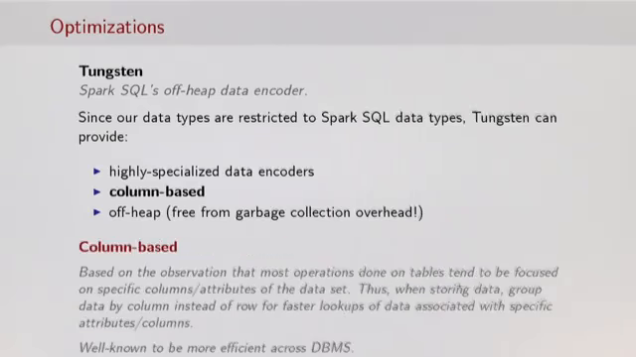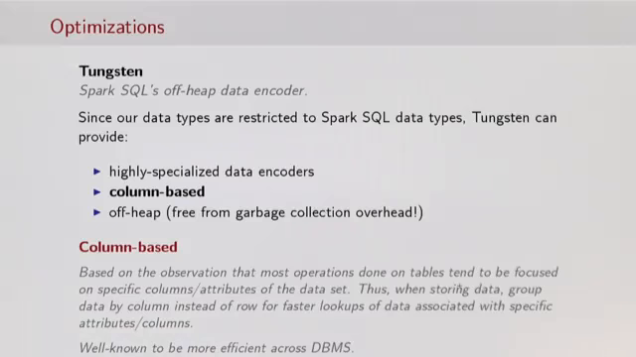The next feature of Tungsten is that it stores everything in a column-based format. So storing tabular data in a columnar format actually comes from the observation that most operations that are actually done on tables tend to be focused on doing operations on specific columns or attributes of the data set.